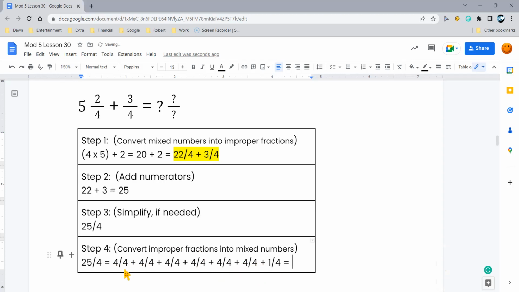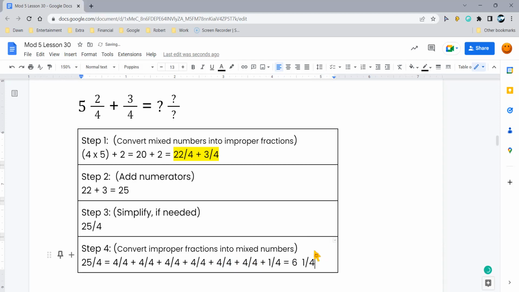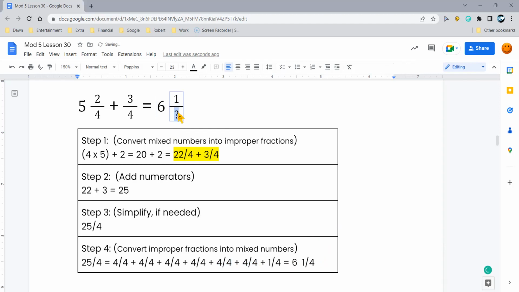Now, ladies and gentlemen, we have to count our 4 over 4s. We have 1, 2, 3, 4, 5, 6. So right here, I'm going to put 6 and then put my 1/4. Oh, I'm going to bring my thing over so I have a little more room. And then up here, I'm going to write 6 and 1/4.